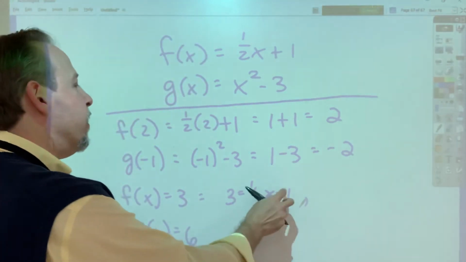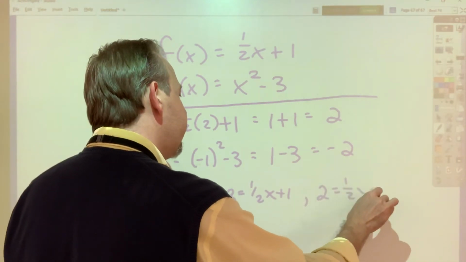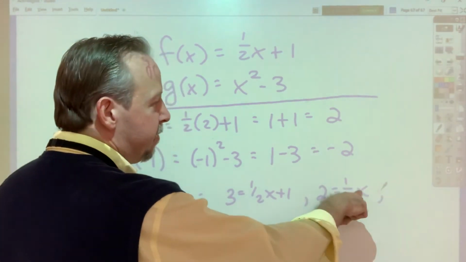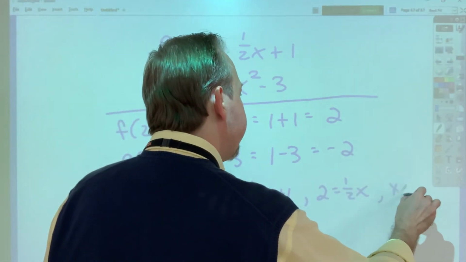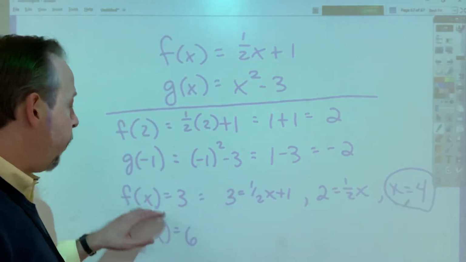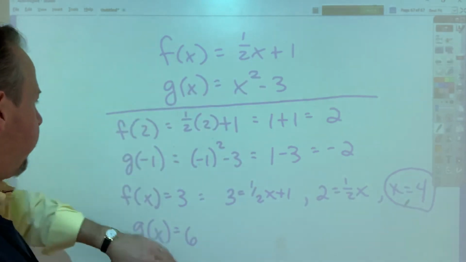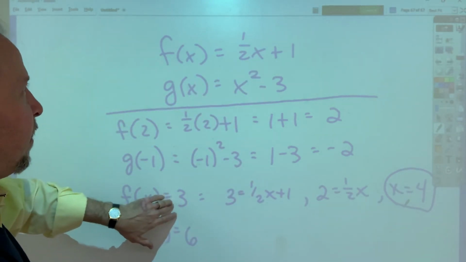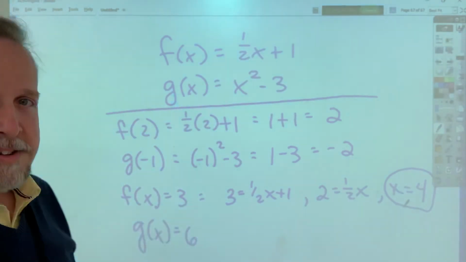Subtract 1 from both sides, we get 2 equals half x. Multiply by the denominator of 2, and you get x equals 4. An x value of 4 will get you an output of 3. So half of 4, what do we say, is 2? Yep, half of 4 is 2. And 2 plus 1 is 3, and that does work.